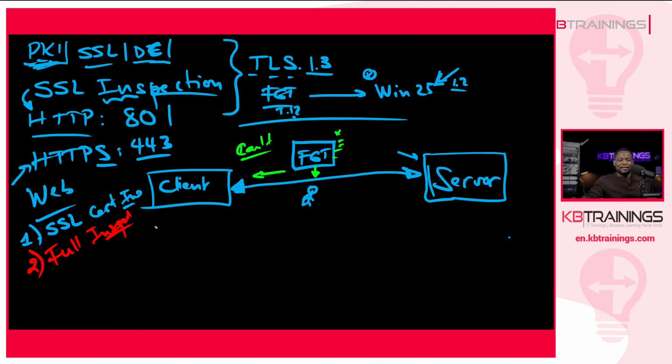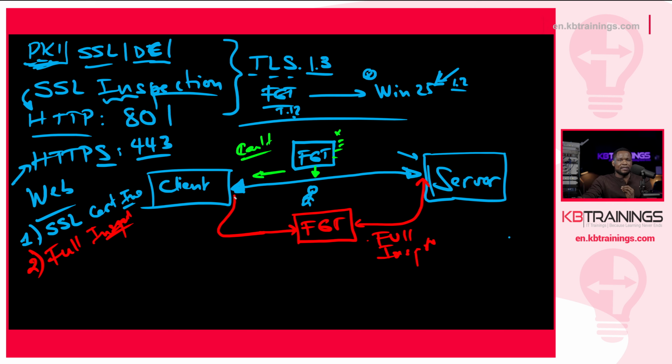In the second case, for full inspection, the FortiGate will place itself in the middle of the client and the server, between the client and the server. So that will be a session leaving the client, terminating on the FortiGate, and then leaving the FortiGate, going to the server. This is full inspection.